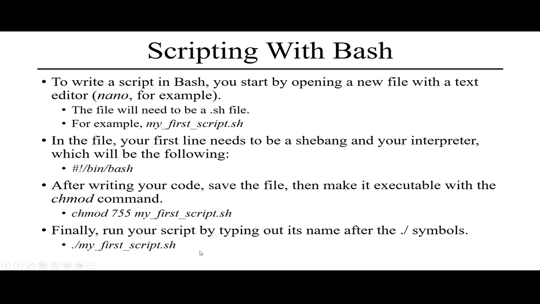After that, you write your code. We're going to talk about that part for the rest of the lecture. After you write your code, you save the file, then make it executable with the chmod command. The permission needs to be 755. The number 5 means read and execute, so you need to make sure you put 5 for the other two numbers of your script permissions.